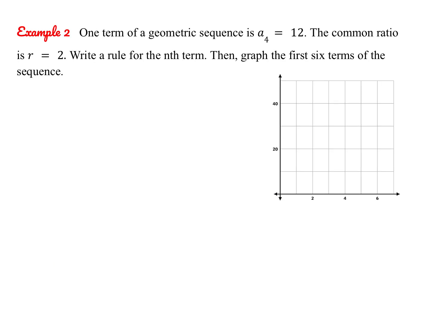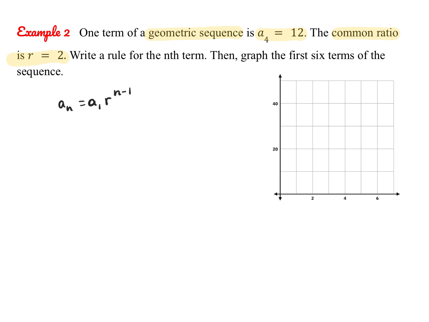All right, let's give this one a try together. So this says one term of a geometric sequence. It is important that they tell us it's geometric if we don't have more context. Is a sub 4 equals 12. So they're telling us the 4th term is 12. They are also telling us that the common ratio is 2. So we're going to write a rule for the nth term, and then we're going to graph the first 6 terms on this axis.